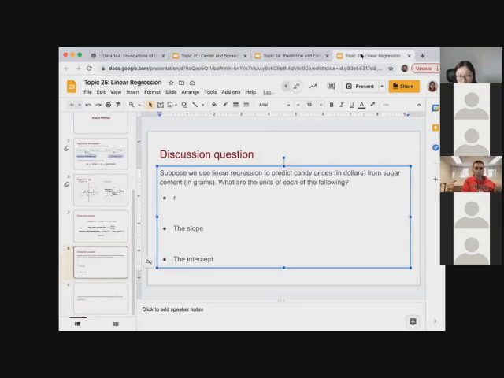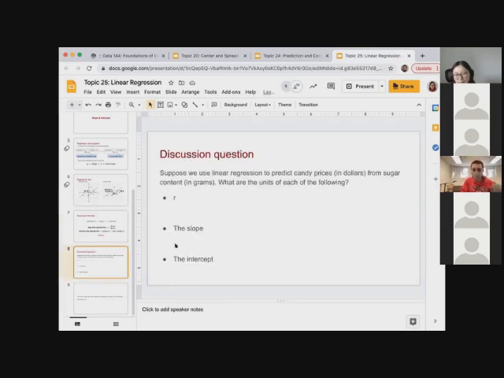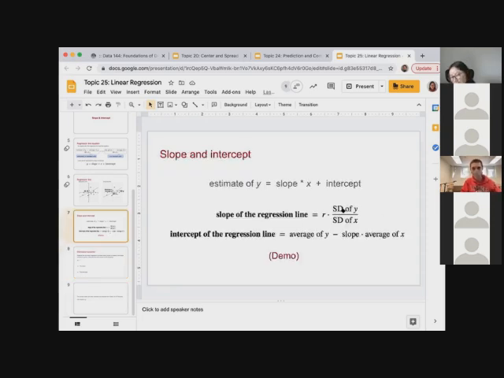So coming back to the slope here, the slope is R times SD of Y over SD of X. R has no units, but SD of Y in our example has the units of dollars, and SD of X has the units of grams. So the slope actually has a unit, which is dollars over grams.